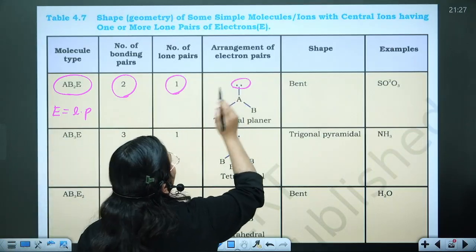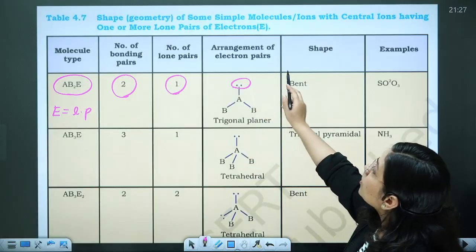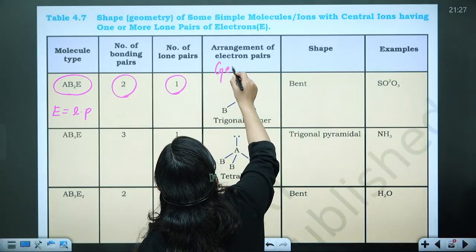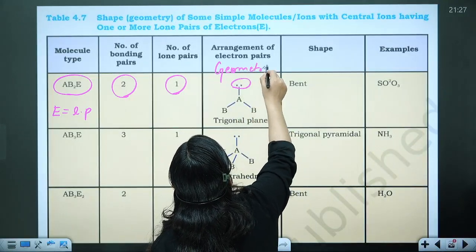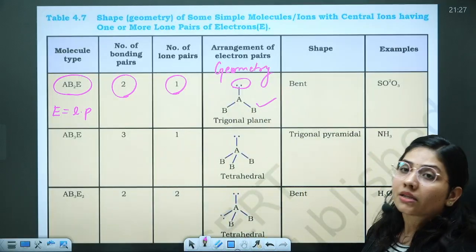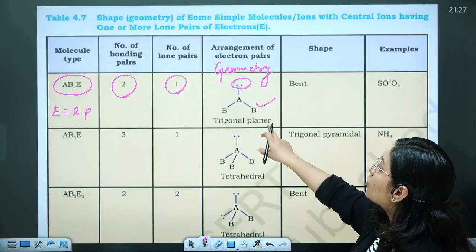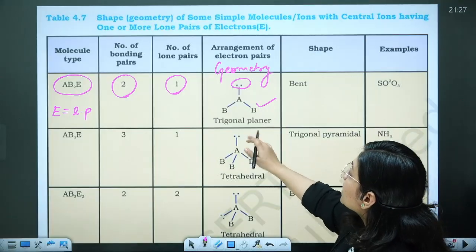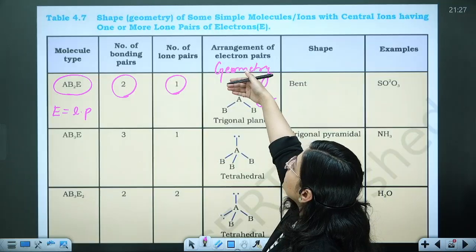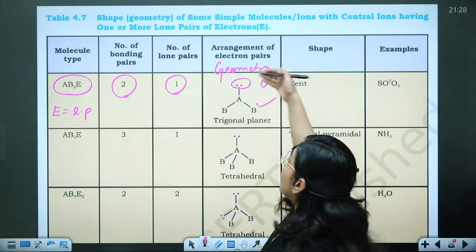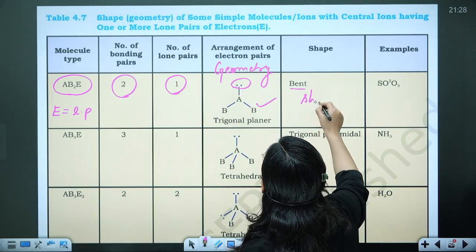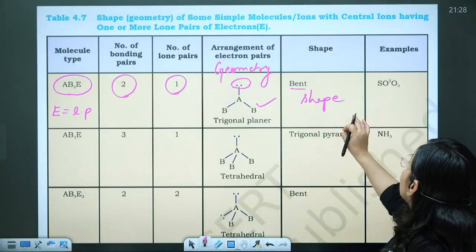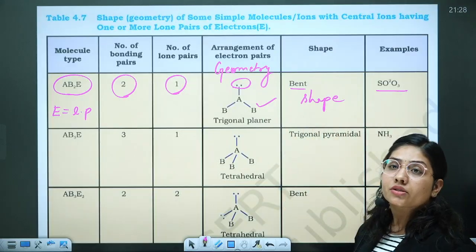This is how the lone pair is shown here. The arrangement of electron pairs says that the geometry of the molecule should be like this. The lone pair and bond pairs should be arranged in a trigonal planar way. But since the lone pair is not counted in the shape, it shows the bent shape, and this kind of shape is shown by these structures.